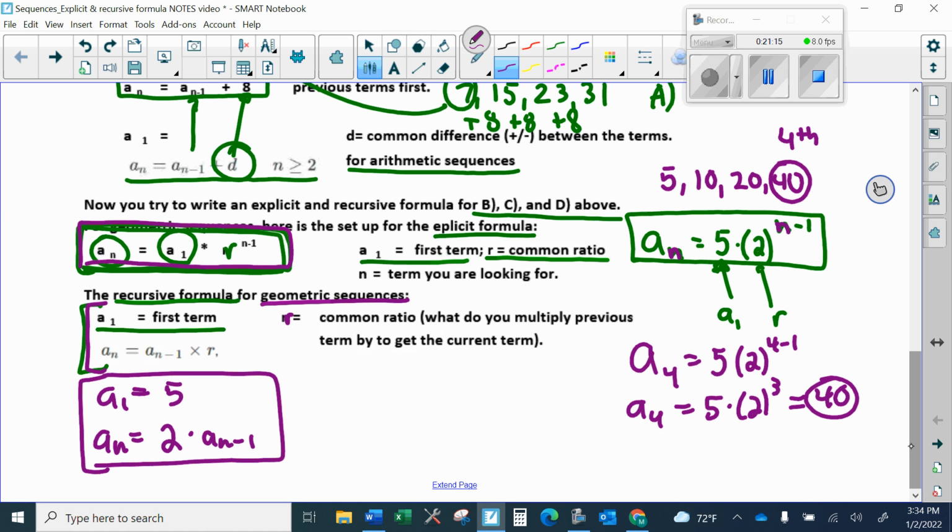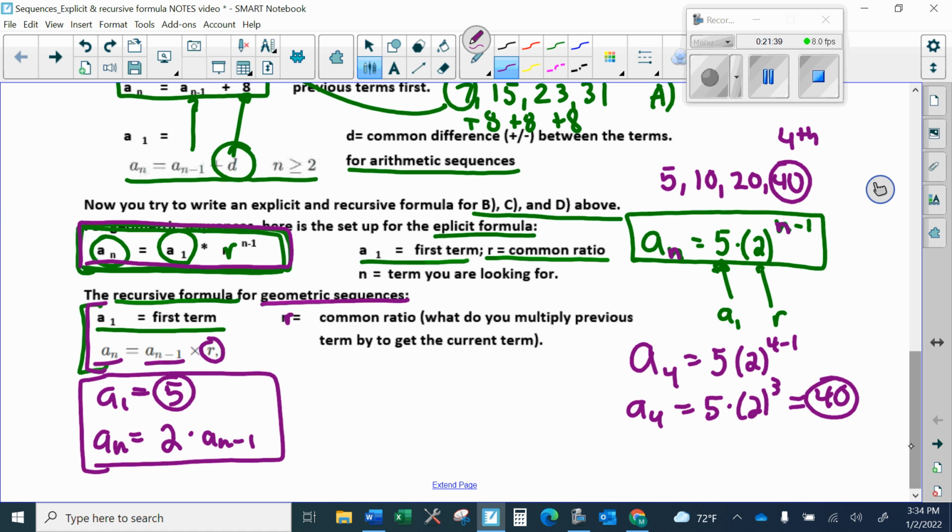Okay, all I'm having to fill in is the a sub 1, which is the 5. That's easy to pick out, the first term. This a sub n stays the same. This a sub n minus 1 stays the same. You know, the only thing I'm having to fill in is the common ratio, 2. Like I said, I like putting it in the other order, putting the 2 first. Remember, 2 times 3 is the same thing as 3 times 2. So remember, that's called the commutative property of multiplication. You can switch the order.